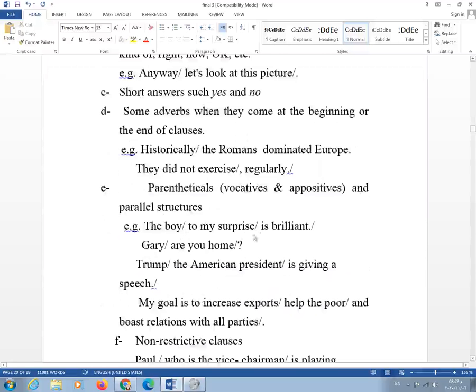To my surprise. I want to add something here, a parenthetical part, so I put it between two slashes, or we always put them between two commas. So I use a slash here to say that this sentence can be divided into three chunks: the boy, to my surprise, is brilliant. Each one gets its own tone: the boy, to my surprise, is brilliant. Rising, falling. Okay, Gary, I'm calling Gary. Gary, rising. Gary, I stopped and put a slash so it becomes its own tone group.